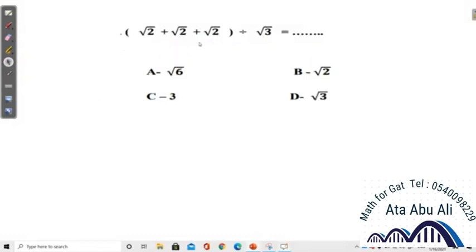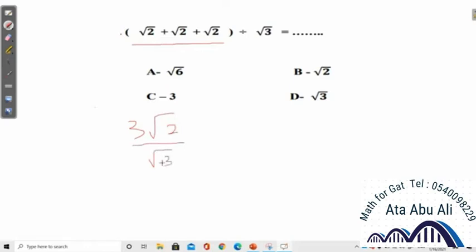Now here is add, not multiply. So I have to add square root of 2 plus square root of 2 plus square root of 2, all divided by square root of 3. If I add all of these 3 here, the answer becomes 3 square root of 2, and the division means you have to put it below, over square root of 3.